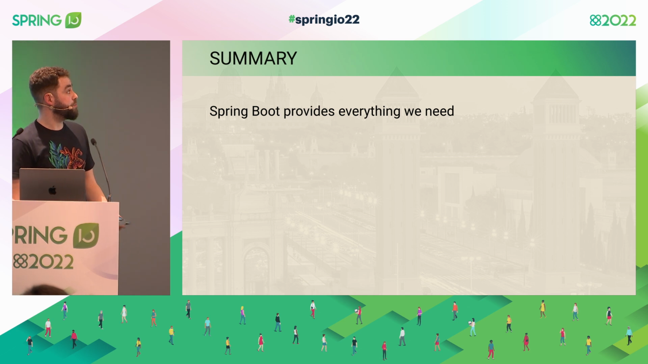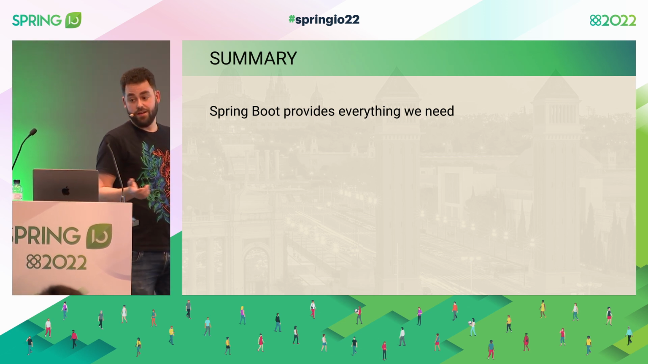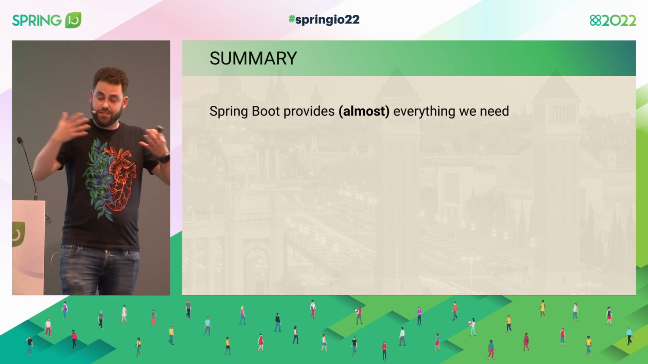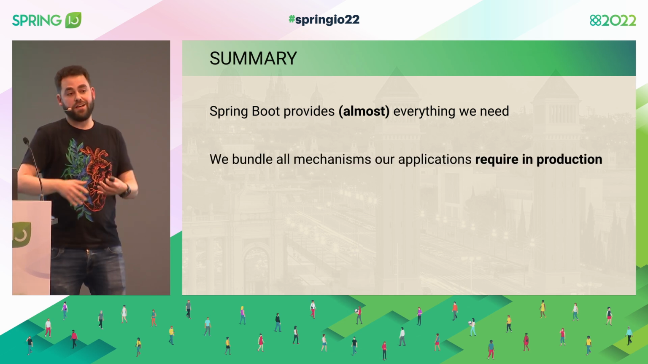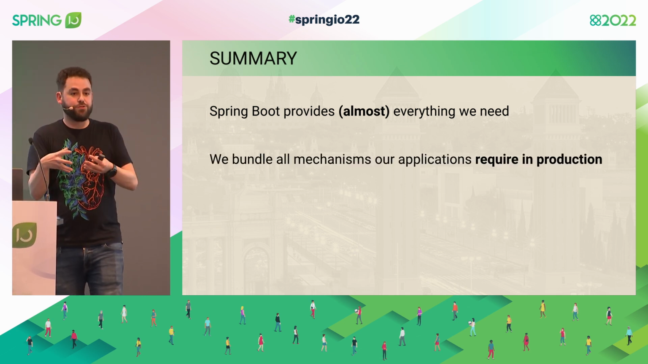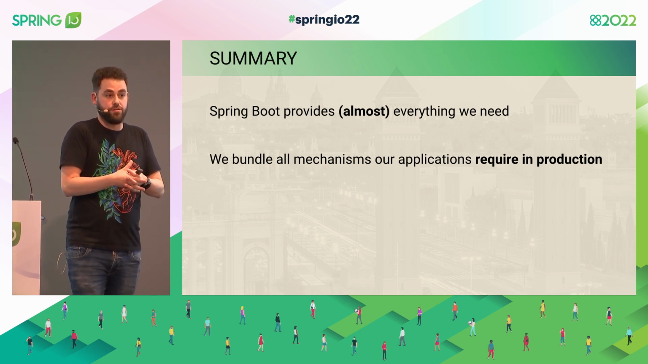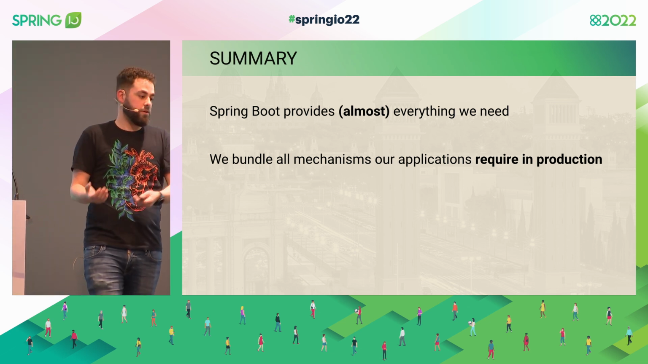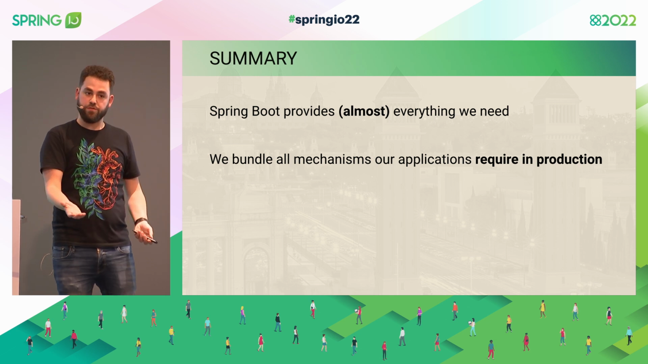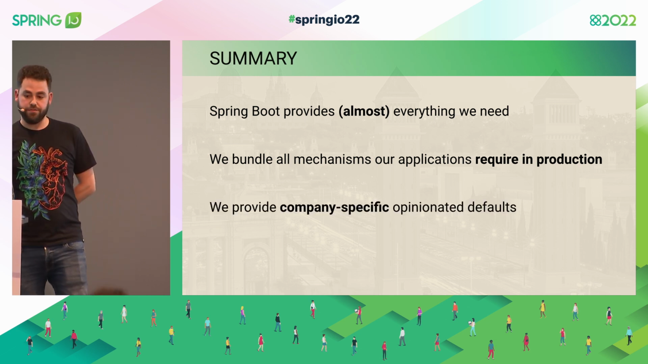So as a summary, Spring Boot provides almost everything we need. Spring just provides a lot of things. All we do is not actually reinventing the wheel. We just bundle all those things because we need them in production. For example, I know all applications are going to need Actuator, so I will just add it as part of my starter. And like this, many other things.